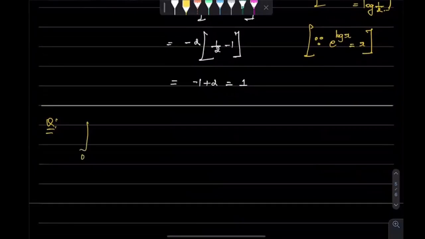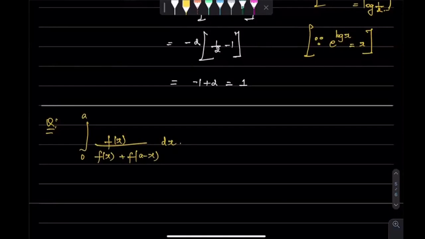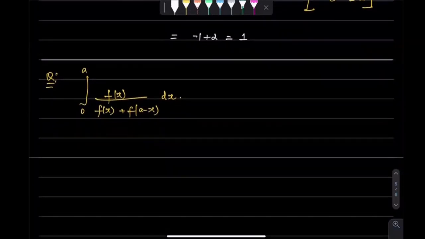The integral from 0 to a of f of x divided by f of x plus f of a minus x dx. The path only, I think you can understand how to do this. The same, we did it for root of tan x, root of cot x. So we need to evaluate this. Question is that evaluate. How do you do this?